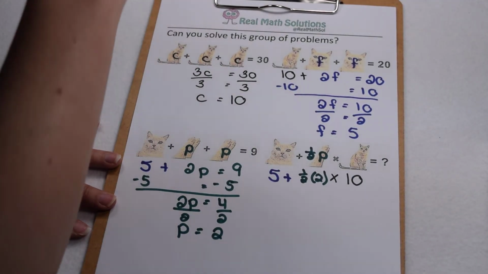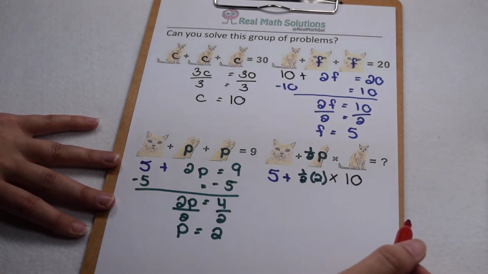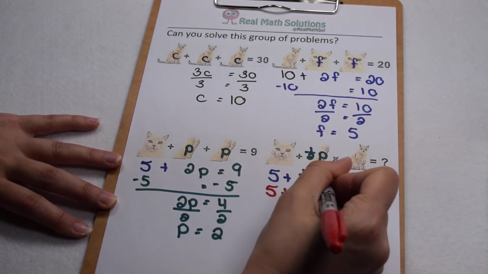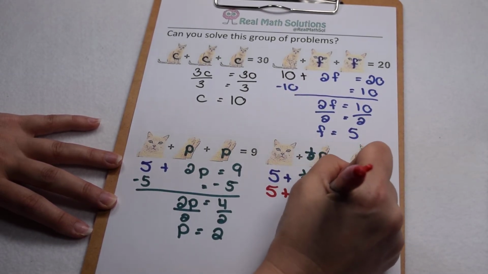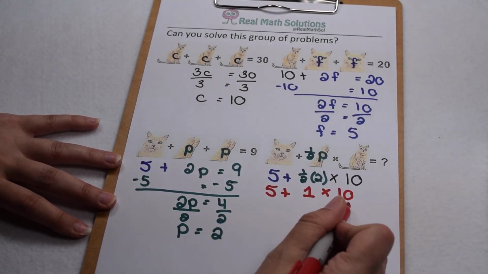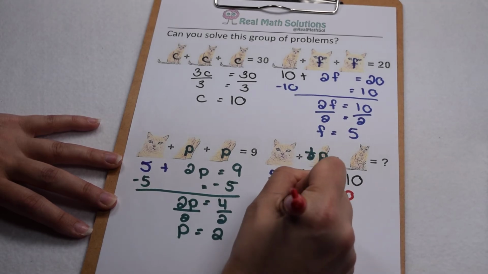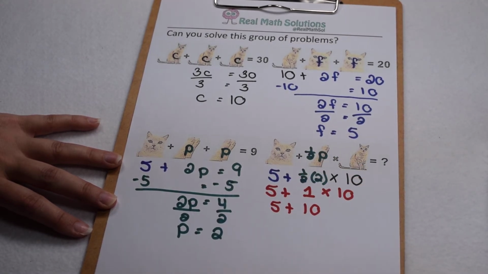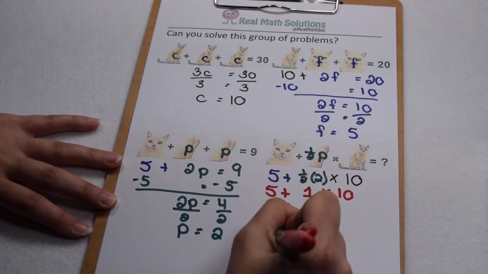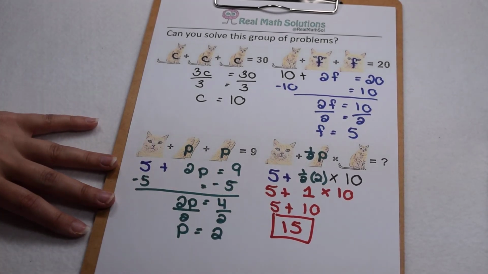Now, this is also where order of operations comes through. Multiplication and division come before addition and subtraction. So my 5 plus for right now stays the same. 1/2 times 2 simply gives me 1, and then I need to multiply that by 10. Again, multiplication comes before addition, so 1 times 10 is 10. I can then add my 5 plus 10, and I get my final solution of 15.